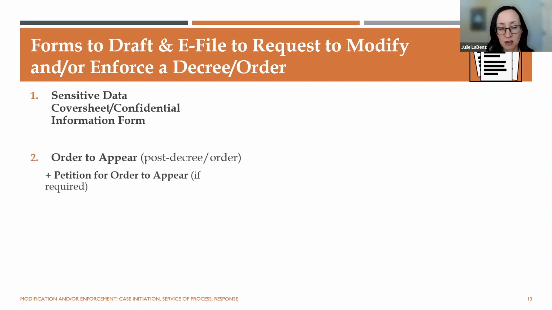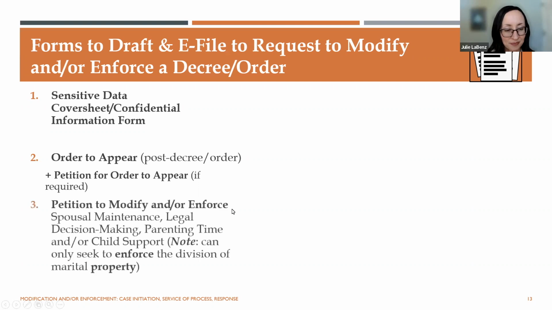There's the order to appear, and there's two types of orders to appear. There's one that's pre-decree, pre-order, and then there's this post-decree, post-order one, and that's the one you want for a modification or enforcement case. Now, in certain counties like Yavapai County, they also want you to file a petition for order to appear. I'm going to show you that form, but I don't believe they require that in Maricopa County. Then there's your petition. And just note, you can only seek to enforce the division of marital property. You can't seek to modify that.